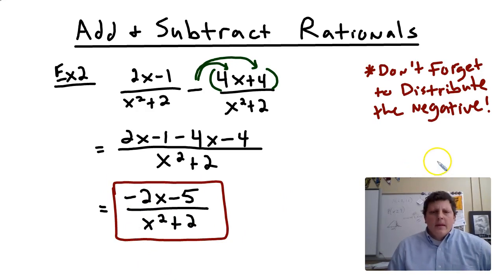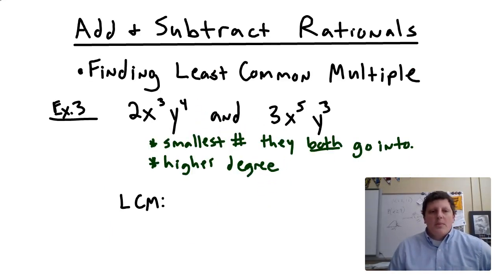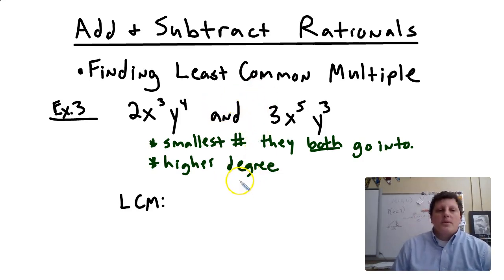Well, when we don't have like denominators, we cannot add or subtract until we get like denominators. So before we jump in and start trying to do this with complicated things, let's talk about how to find the least common multiple, which is how we get the denominators the same. If I have a monomial in the denominator, then the rule is to find the least common multiple, which we call the LCM.